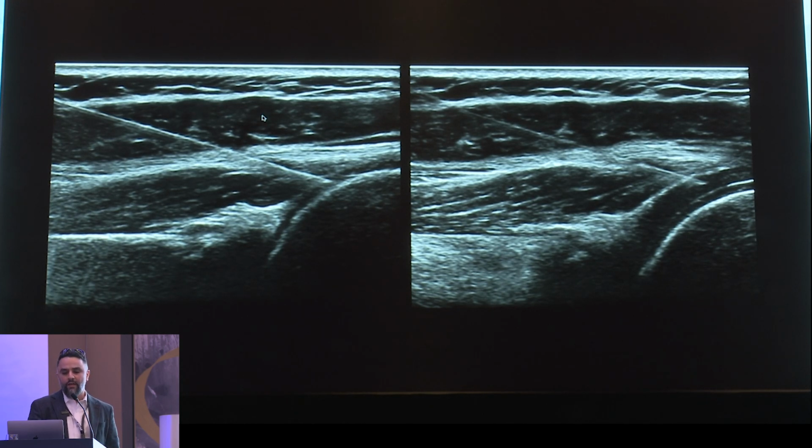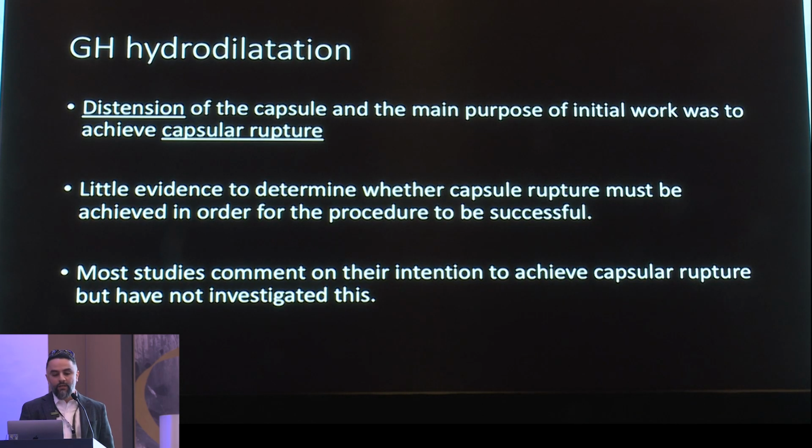So you can see that the needle is coming from medial to lateral on the humeral head. You can see the dilatation, and you can feel the pressure while you're injecting, and sometimes you will feel the rupture, or capsule rupture, after the end of your injection. Now, there's little evidence on whether capsule rupture is a goal for successful treatment of adhesive capsulitis or not, but it has been described.